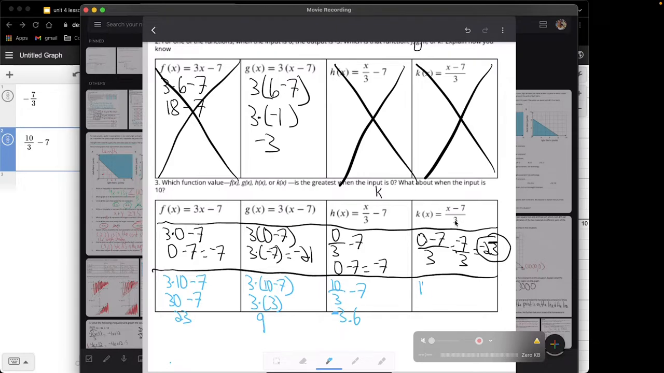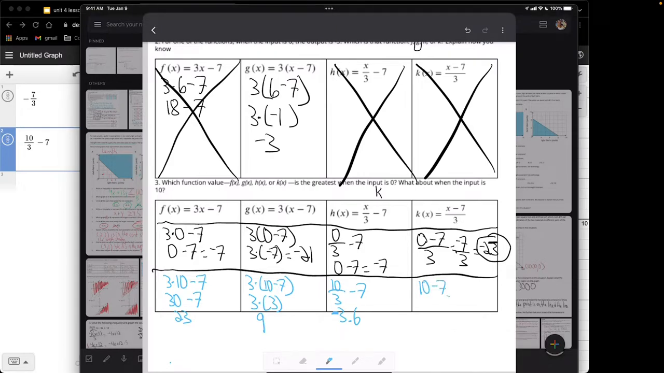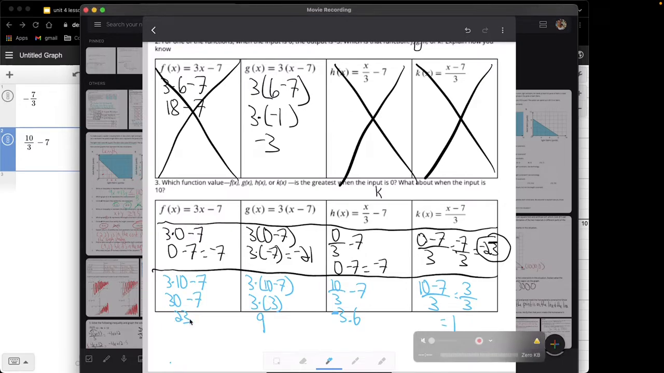All right. And then let's do function k. Again, plugging in 10. So this will be 10 minus 7 divided by 3. Okay, 10 minus 7 is 3, and 3 divided by 3 is 1. So when I plug in 10, I get outputs of 23, 9, negative 3.6, and 1. Obviously, 23 is the greatest value.